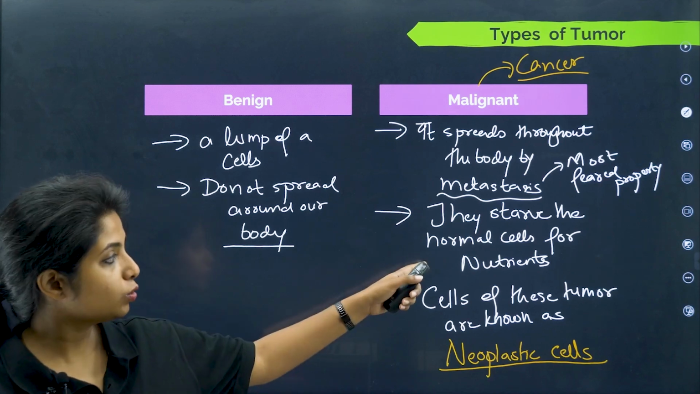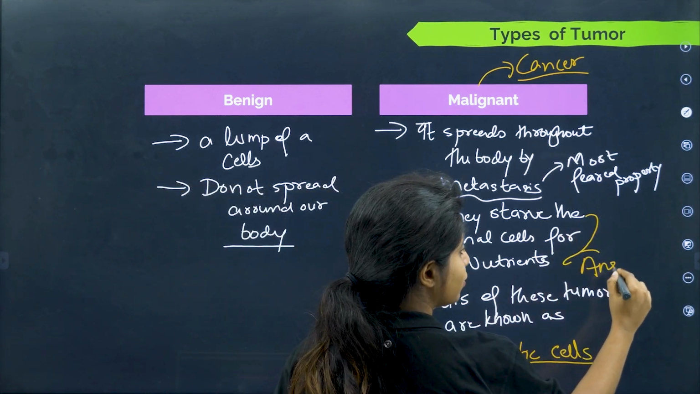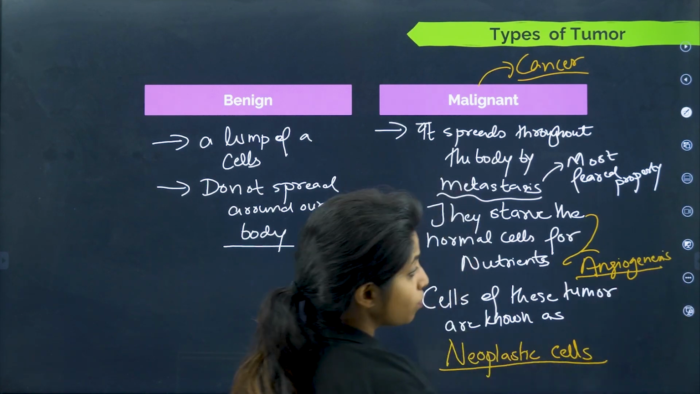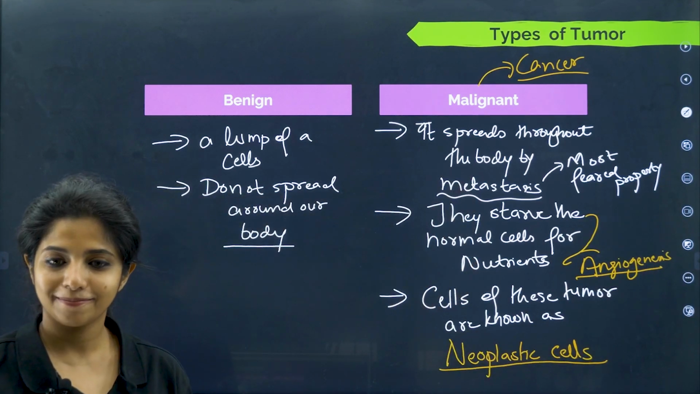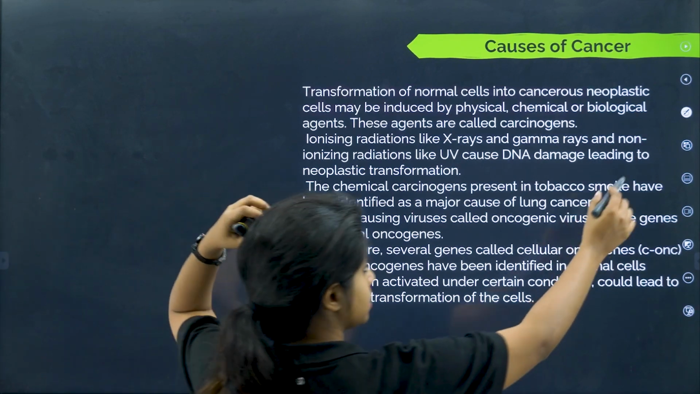Okay, and how do they starve? Because they have the power of angiogenesis, to make new blood vessels around them. Done? Now, next thing, causes of cancer.